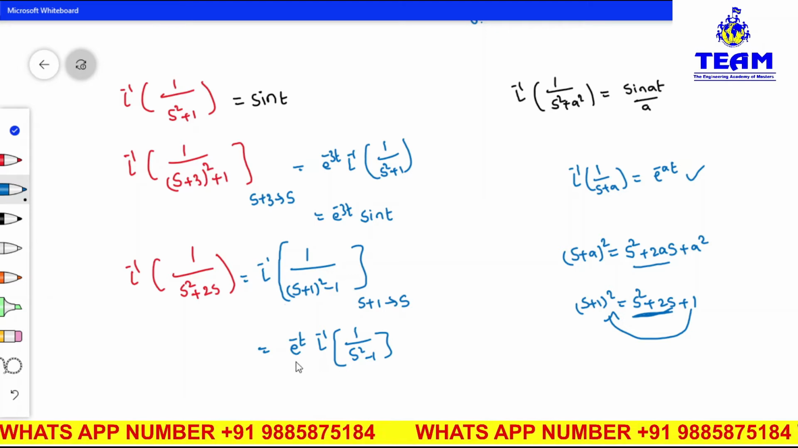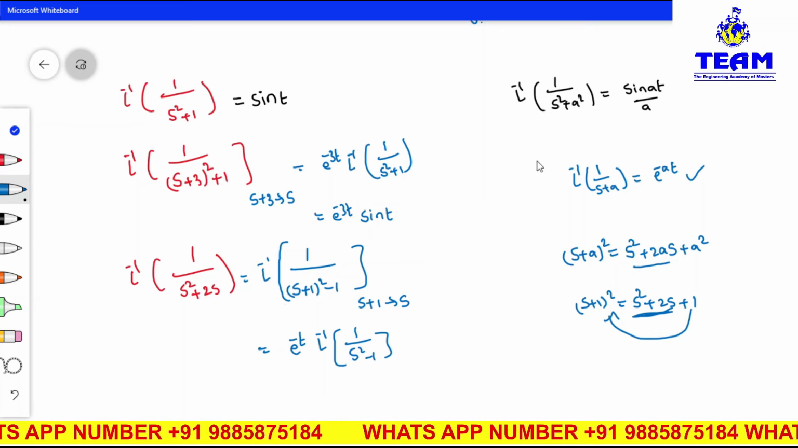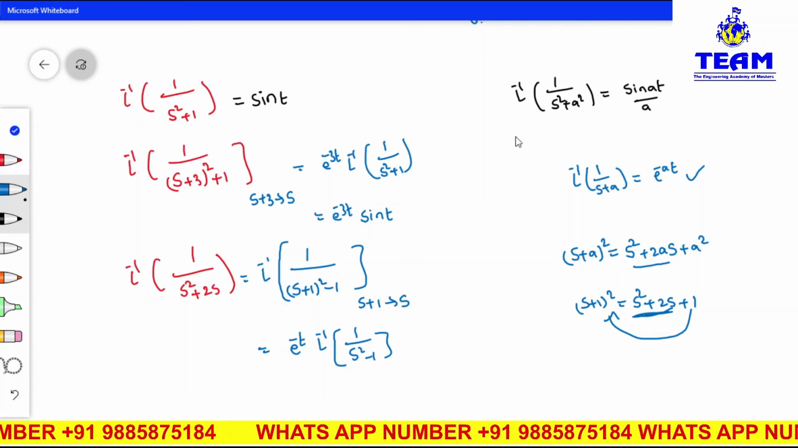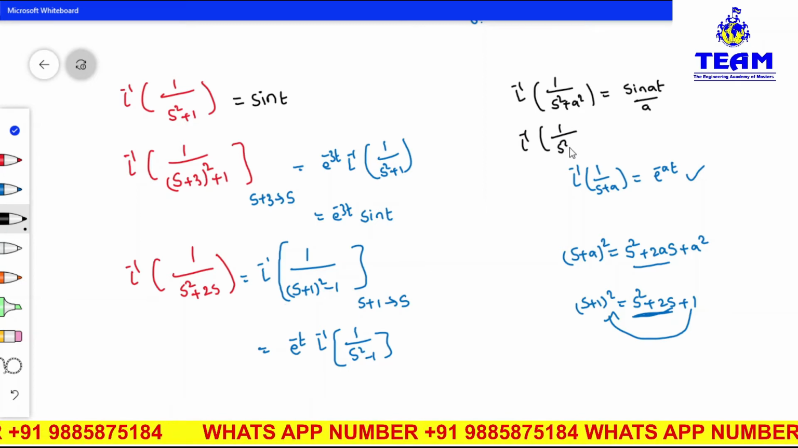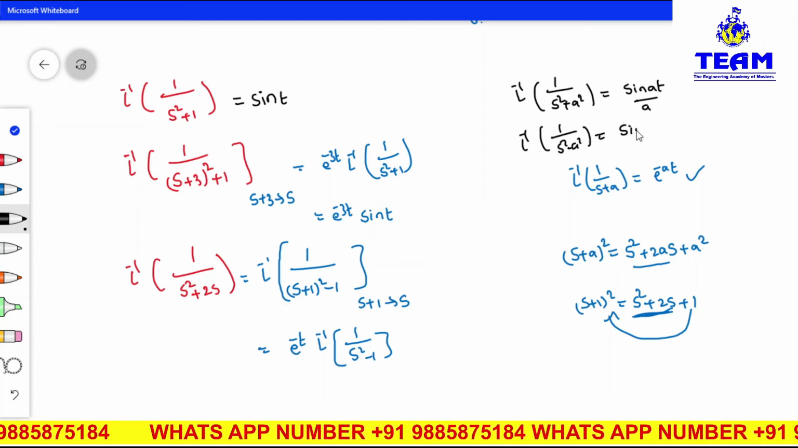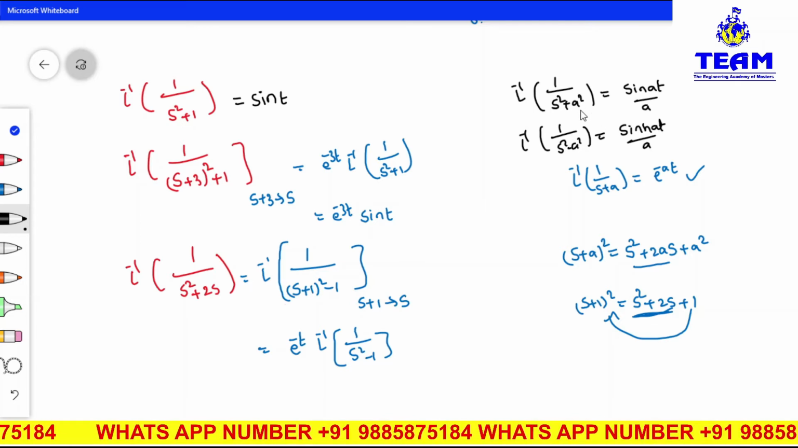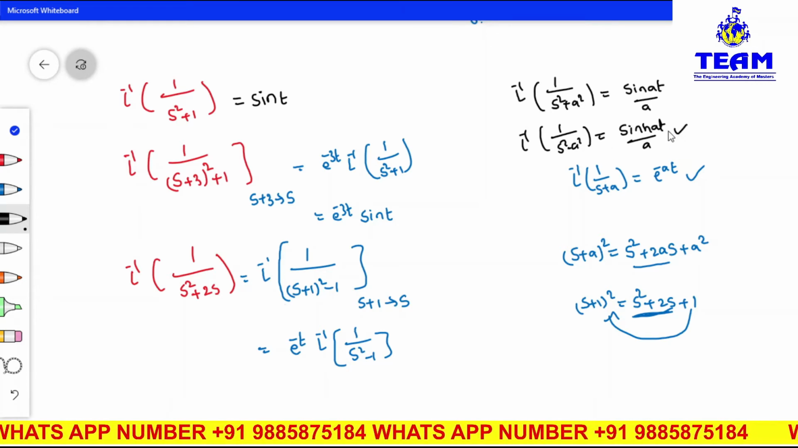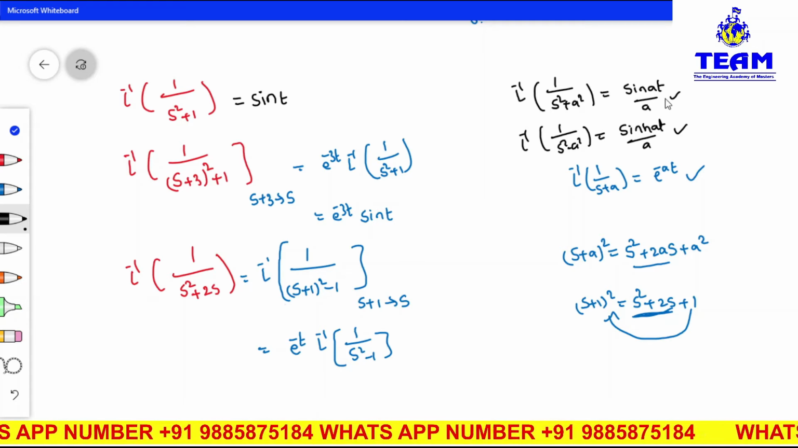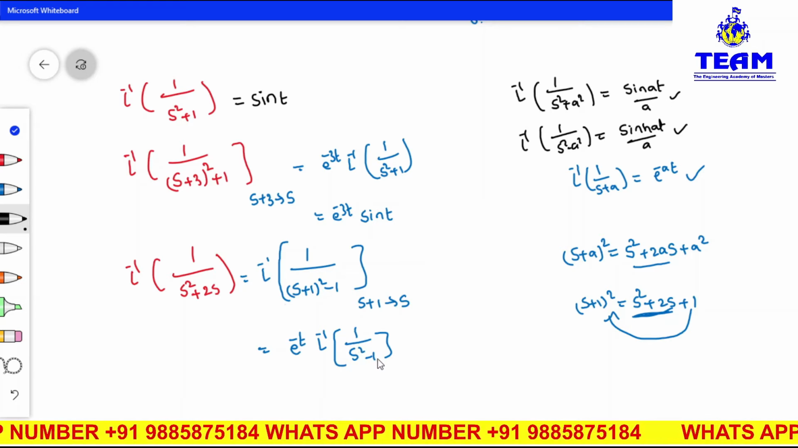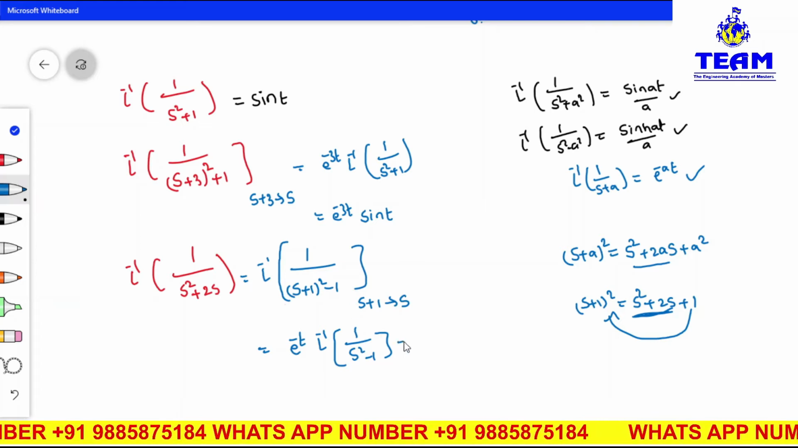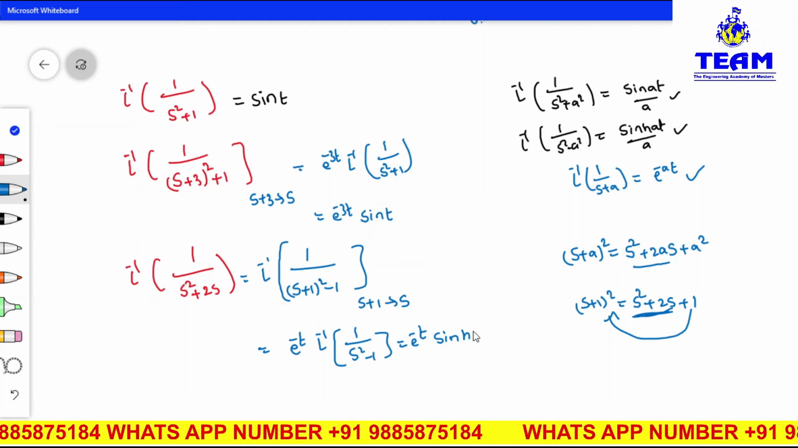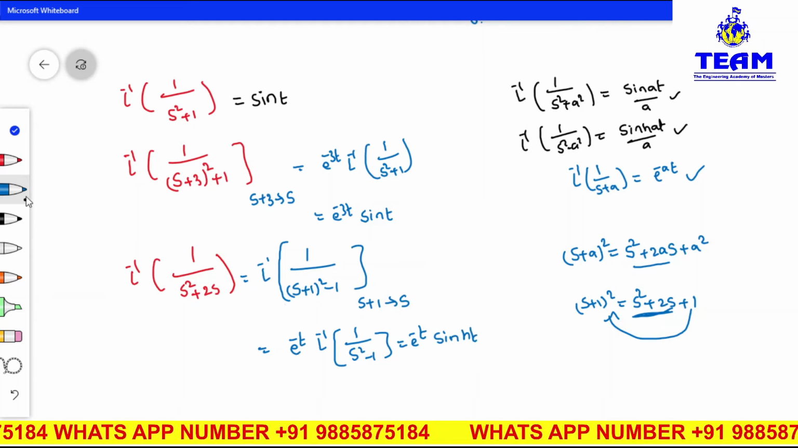Now this is of the form 1 by s square minus a square. Whenever you have 1 by s square plus a square, the answer is sin at by a. But minus is there, so which formula do you have to use? L inverse of 1 by s square minus a square is sinh at by a. The difference between these two is, if negative is there in the denominator, then hyperbolic function; if positive is there, only sine function. In place of a, what do I have? 1. So this answer will be e to the power of minus t into sinh t, as a is 1. Is it clear?